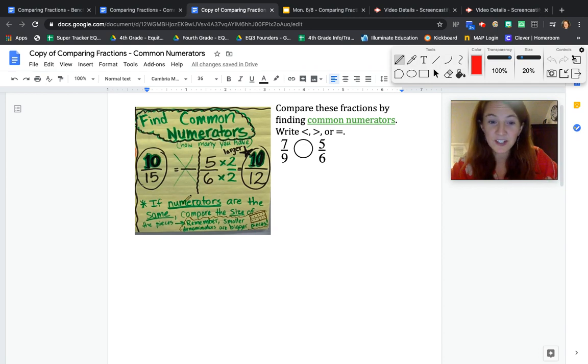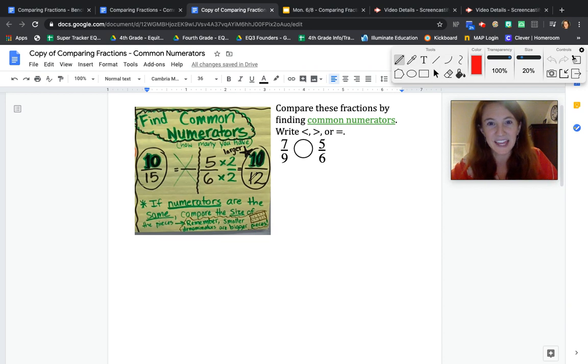If the numerators are the same, you compare the size of the pieces. Remember, smaller denominators are bigger pieces. So if you think about it, if you had a graham cracker and you broke it into 15 little pieces, the pieces would be smaller. If you broke it into 12 pieces, the pieces would be slightly bigger.